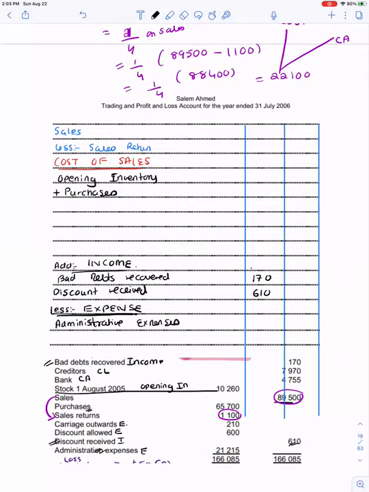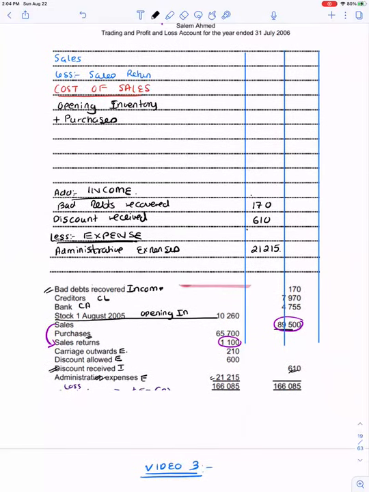I'll also write the administrative expenses. How much? It is 21,215. There is no other income. I will add both and write in the outer column 170 plus 610. This is giving me 780.